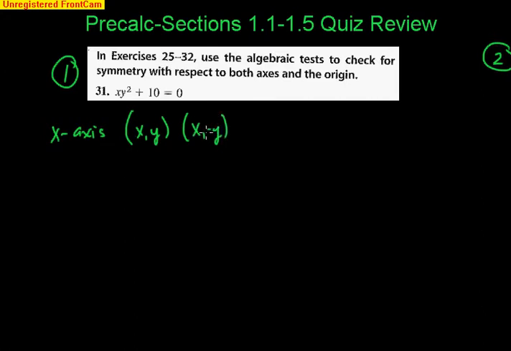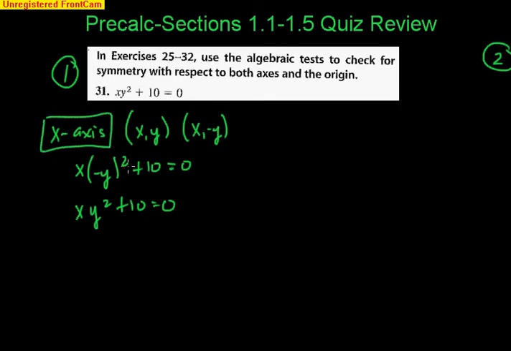So we need to plug in negative y for y and see if we get the same equation out. So x times (negative y) squared plus 10 equals 0. We need to square the negative y first, which will make this negative become a positive. And voila. That is the original equation. Yes, this has x-axis symmetry. Okay, what about y-axis symmetry?